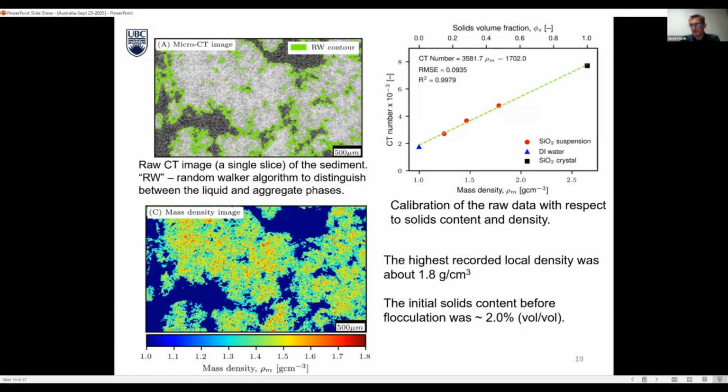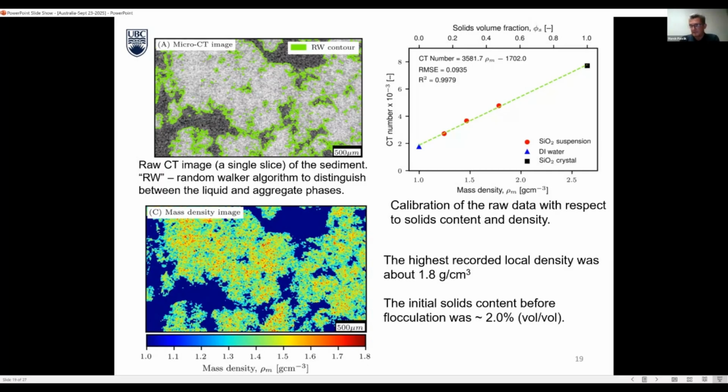then, with proper calibration of the grayscale, because that's another aspect, be able to tell how much silica I have in a given voxel or in a given volume of suspension. I have to know that I am really looking at silica. So we calibrated this type of signal using deionized water at one extreme, quartz crystal at the other, and then polymer-stabilized silica suspensions in between.